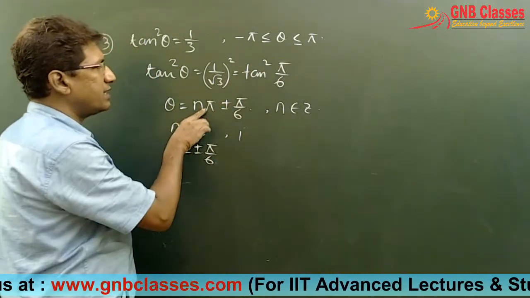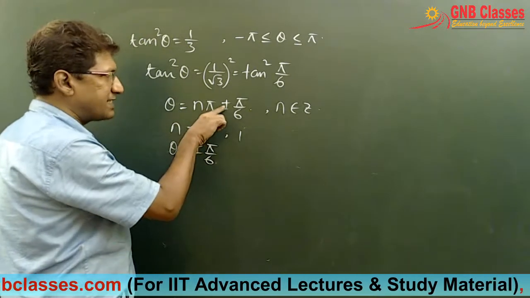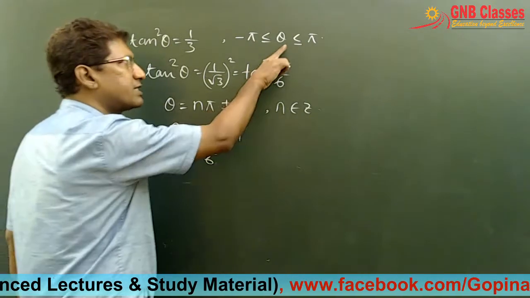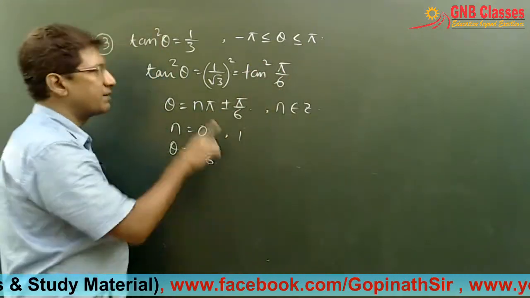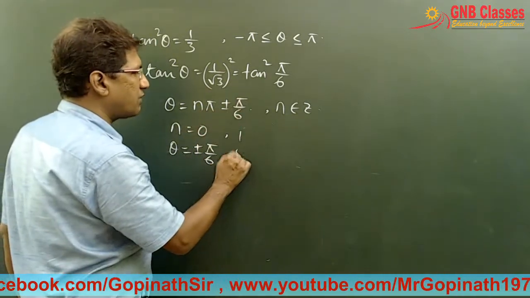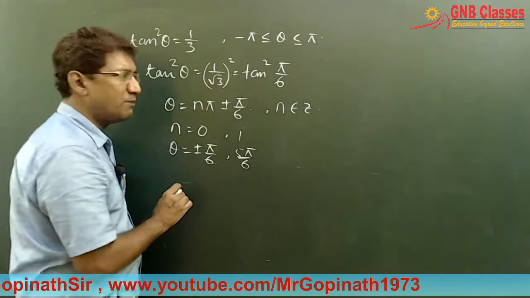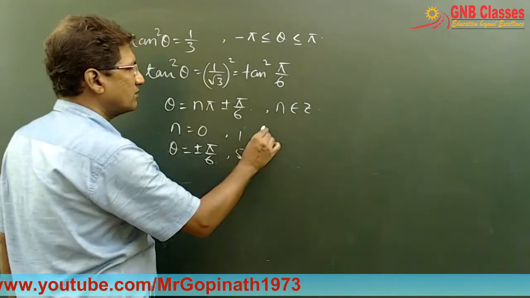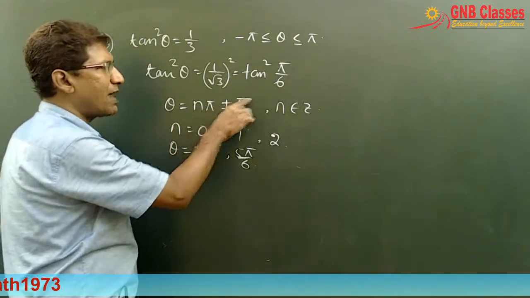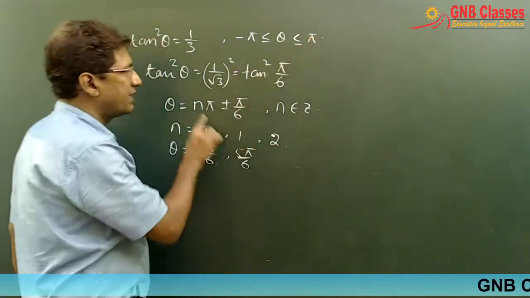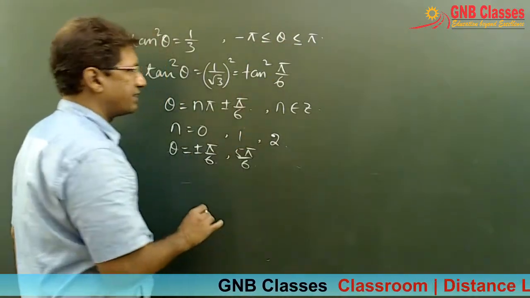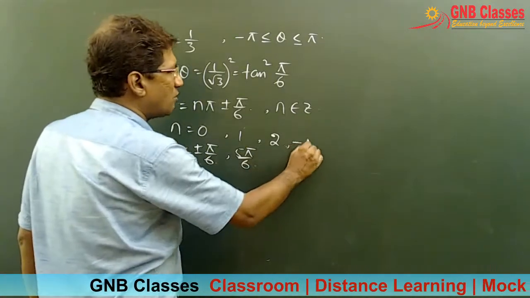If n is 1, it is pi. If we take the positive value, we are getting a value which is more than pi, so we have to reject that. The other value will be pi minus pi by 6, which will give you 5 pi by 6. Is it clear? Now if I put n as 2, it will be 2 pi plus pi by 6. Again, it is beyond that. 2 pi minus pi by 6 is also not falling within this range. So just reject that.